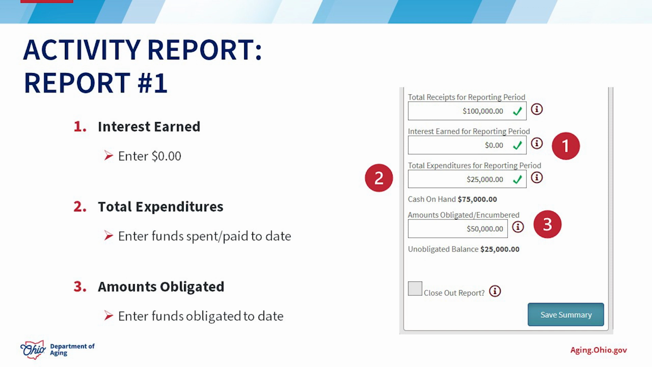And finally, for bubble 3 above, you'll see the total amount of funds that I've already obligated. I've obligated $50,000 of my remaining cash on hand amount. You'll notice that the summary section updates my unobligated balance automatically. So of the remaining cash on hand, $75,000, I've obligated $50,000, which then leaves that $25,000 unobligated. Once these amounts are entered completely and accurately, I'm going to click that Save Summary box to proceed on.